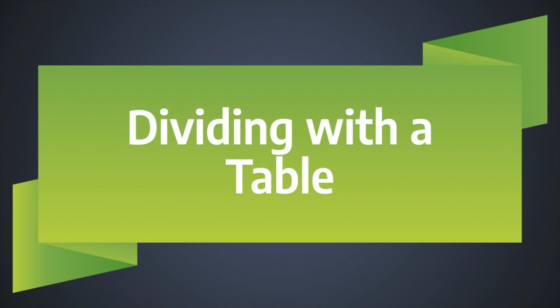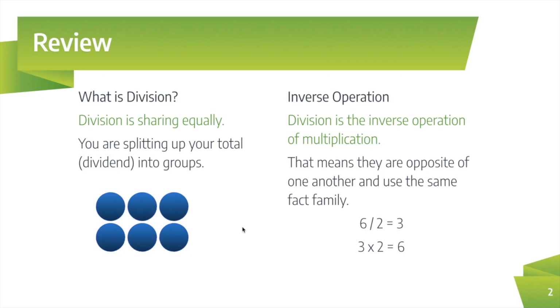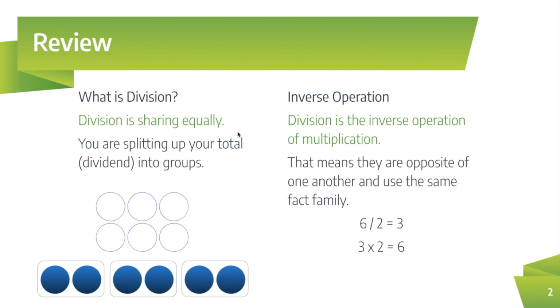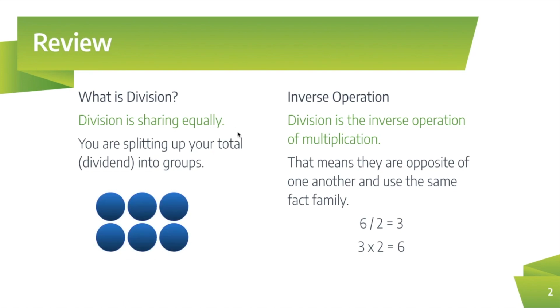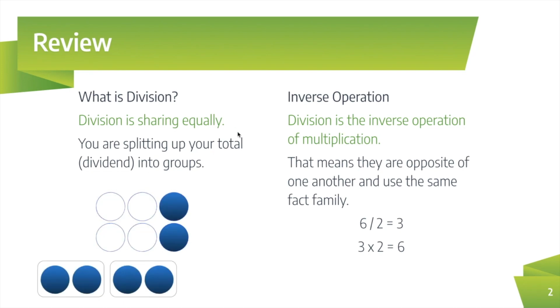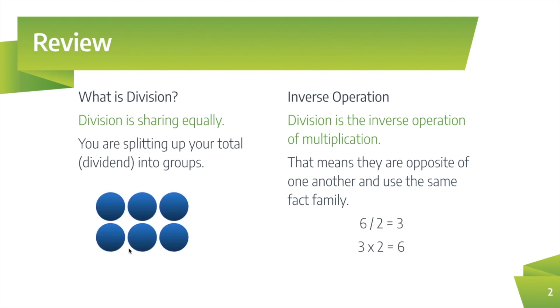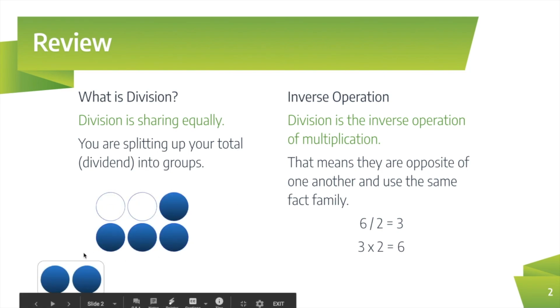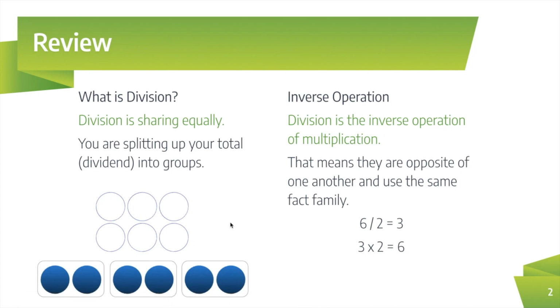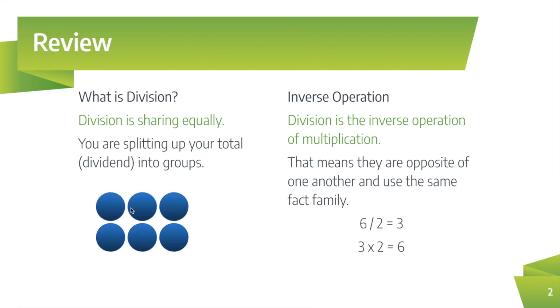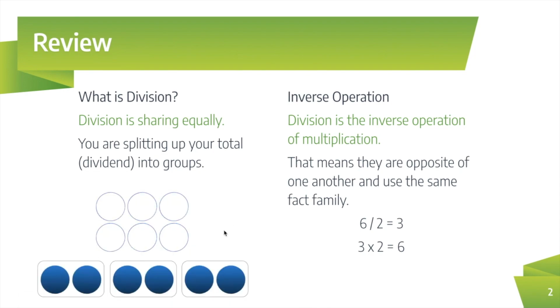Dividing with a table. What is division? Division is sharing equally. You're splitting up your total, which is called the dividend, into groups. In this example right here, I started with 6 and I split them into groups of 2, 2, and 2. So 6 divided into groups of 2, you're going to get a total of 3 groups.